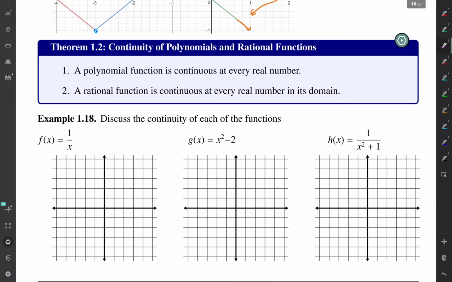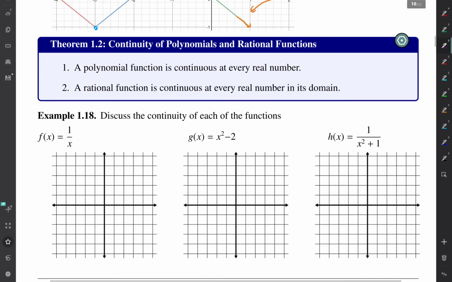Okay, in example 1.18, what we're going to do is apply theorem 1.2 to find the continuity of various polynomial and rational functions. So the first bullet says that a polynomial is continuous at every real number.